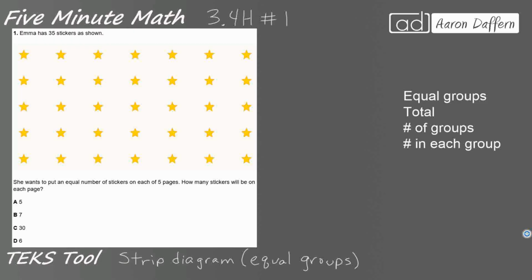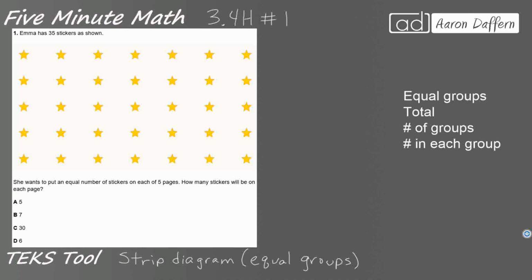So we have a word problem here, but we also have an array of stickers that we could use as a tool as well. But let's see how this follows the same pattern of our equal group word problems. So Emma has 35 stickers as shown. She wants to put an equal number of stickers on each of 5 pages. How many stickers will be on each page? Well, let's break this down.